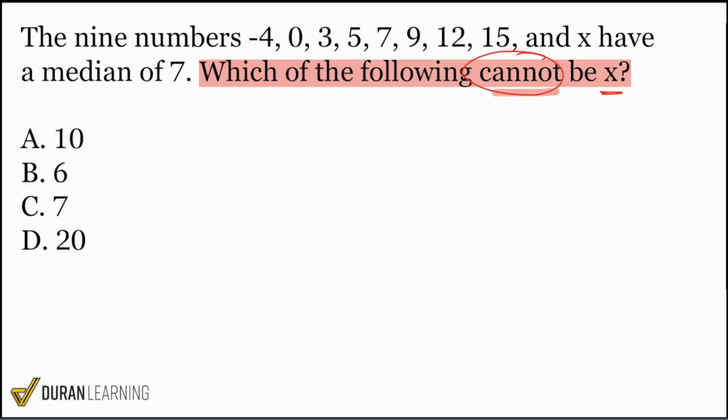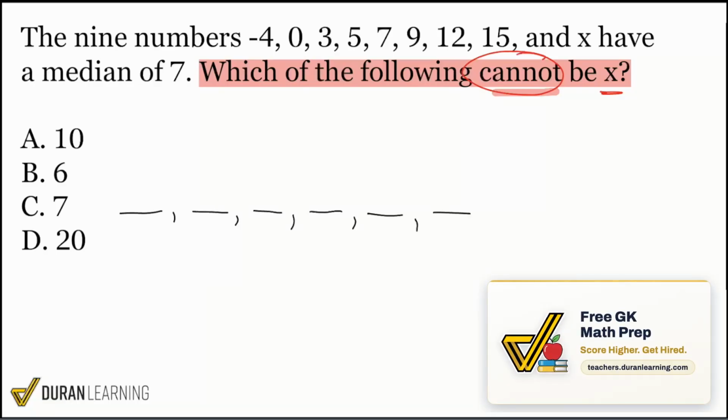All right, so it says the 9 numbers, all of these in X, have a median of 7. Let me just count that. 9 numbers: 1, 2, 3, 4, 5, 6, 7, 8, and 9 with that missing number X. Okay, great. So the median here is 7. If I draw out 9 spaces, I know that the median is going to be 7 right here. It says, again, a median of 7.